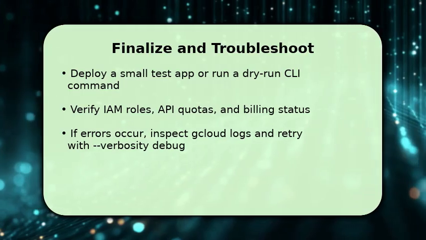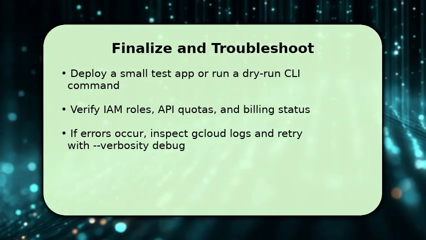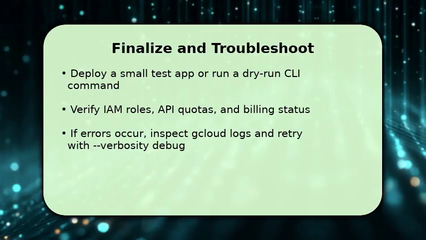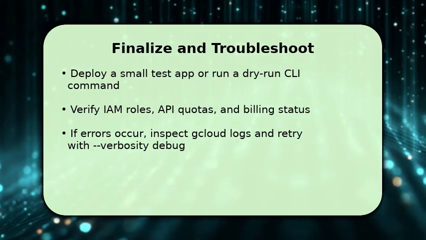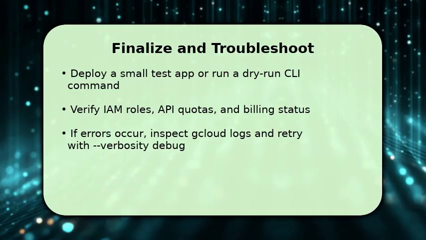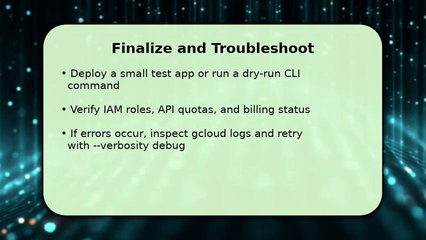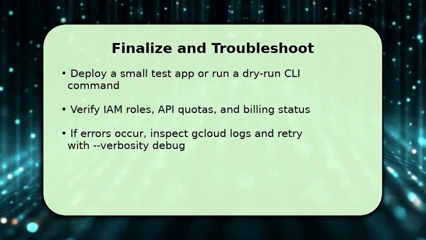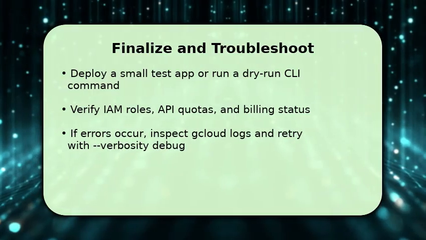If something fails, check gcloud logs, enable verbosity debug, and inspect the specific API error. Often it's a missing API, role, or billing issue. Retry after fixing the identified problem, and then proceed to full deployments once the test succeeds.